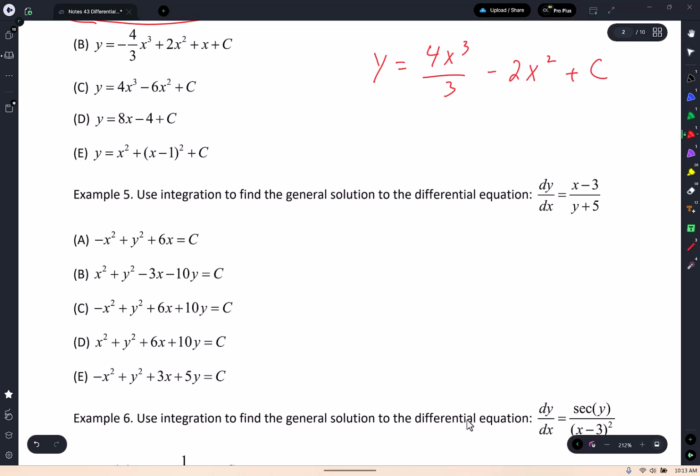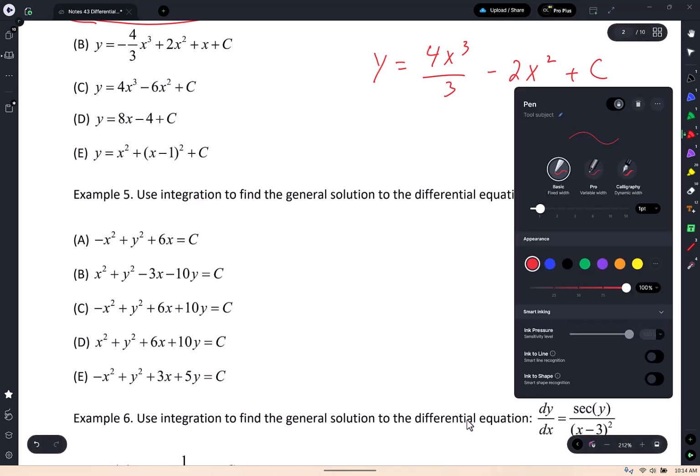This time, what is different about example 5, guys? I have a y in my dy/dx. Do you guys see that? So this one, here's how you do it. This is how you do it in the free response. I guess it doesn't matter in the multiple choice, but in the free response, guys, it has to look like this or you're not going to get the point.